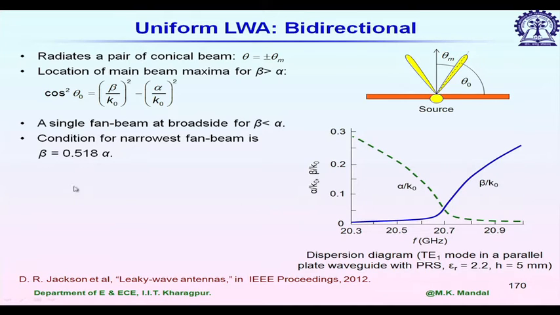We will be having the narrowest beam width, a fan beam like structure since we are using a one dimensional structure, at beta equal to 0.518 alpha value. For a given structure, we can then plot beta by k naught and alpha by k naught, and from that we can show in which region we will be expecting these dual beams and for which value we will be having the narrowest beam width. So, depending on application, we can then choose the dimension.